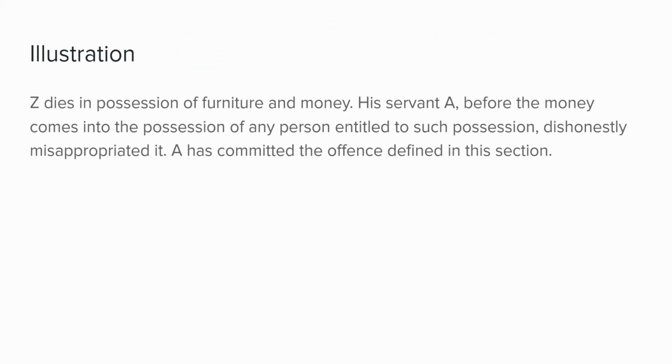Illustration: Z dies in possession of furniture and money. His servant A, before the money or the furniture comes into the possession of any legal heir of Z or any person entitled to such possession, gets all that money and furniture with dishonest intention and misappropriates it or converts it to his own use. Then in that case, A has committed this offense, criminal misappropriation of property, that is section 404 defined in this section.